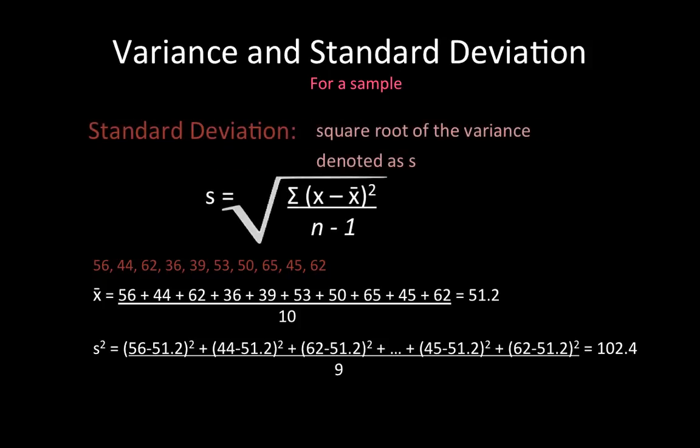Standard deviation is still pretty much the same, except now it is denoted as s, and its equation is the square root of the equation for the sample variance. To find the sample standard deviation, we square root the sample variance like we did in the last video, and this time we should get 10.1193 rounded.